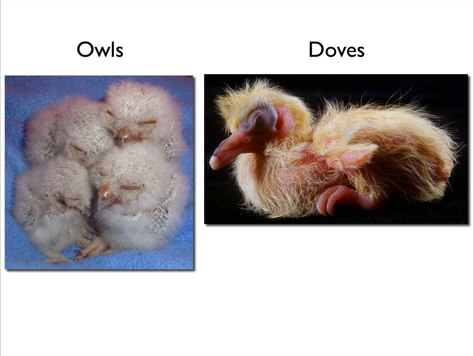So, examples of this: owls, there's some newborn owls. Doves, there's a squab, which would also include pigeons, of course, doves and pigeons. But you can see, compared with the fully altricial type, there's much more in the way of feathers here, and the eyes, of course, are closed.